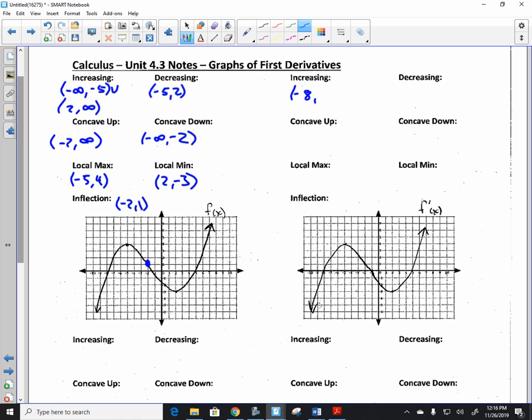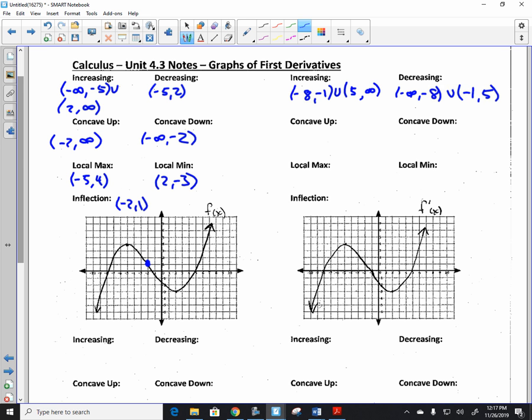-8 to -1. Union, 5 to infinity. Where would it be decreasing? -infinity, -8. Union with? -1 to 5. How do I determine when we have a local max or a local min? Where f prime changes. Local max occurs when f prime changes from positive to negative. When does that happen? Positive to negative.